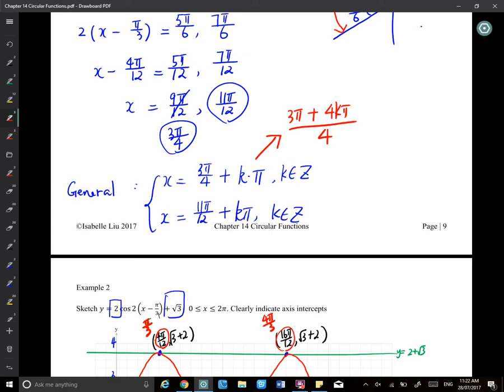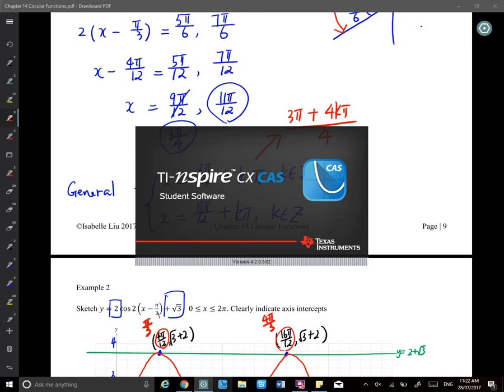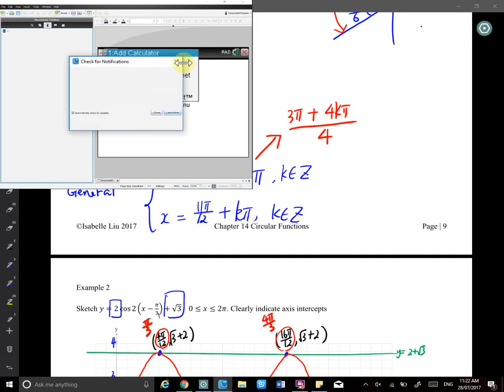And your calculator can give you the general solution as well. I'll show you that on the calculator because it's very important. A lot of students don't understand the notation from the calculator, so I'll show you today. Try to remember that, okay?